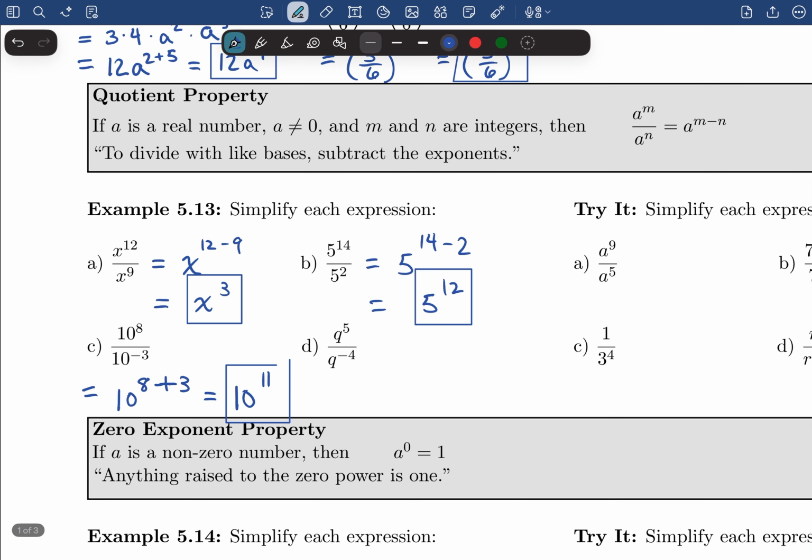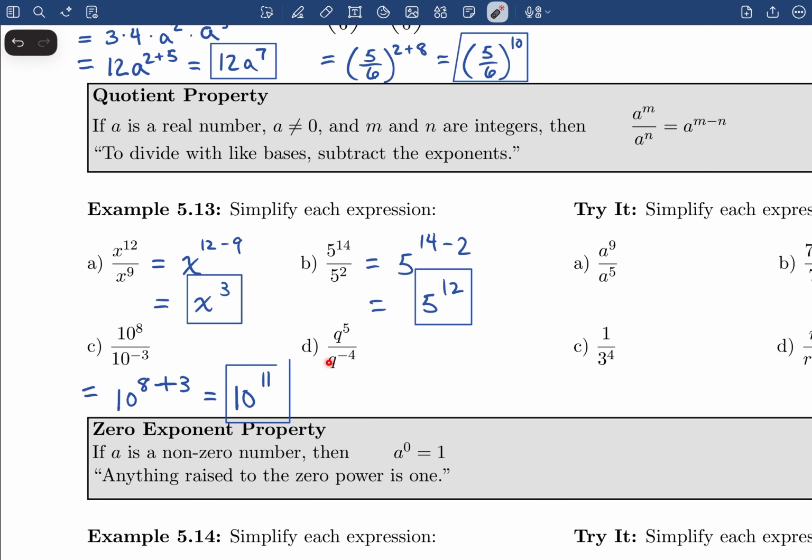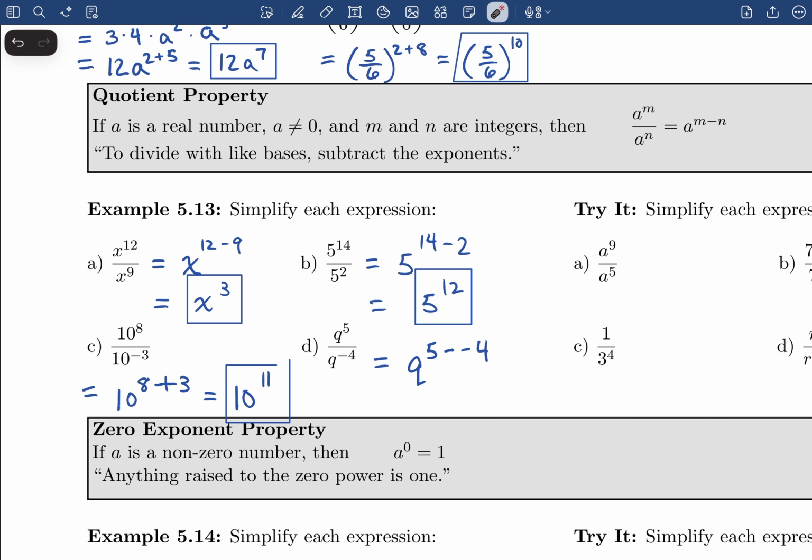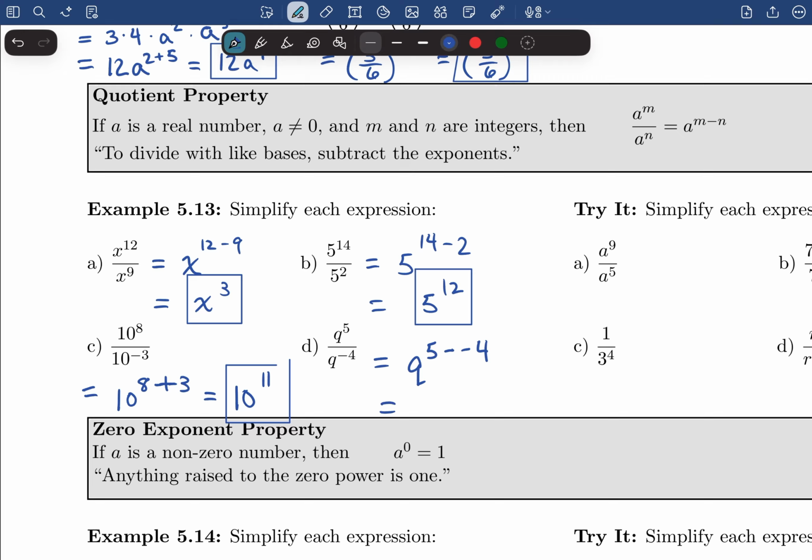And now I see q to the 5th divided by q to the negative 4. That's a like base, q. And so I will take the top 5 and subtract the bottom, which is negative 4. Once again, I see this double negative, right? The minus of the formula and the negative of the value. Okay, so I take q and add 5 plus 4, and that gives me 9. So that's q to the 9th power.